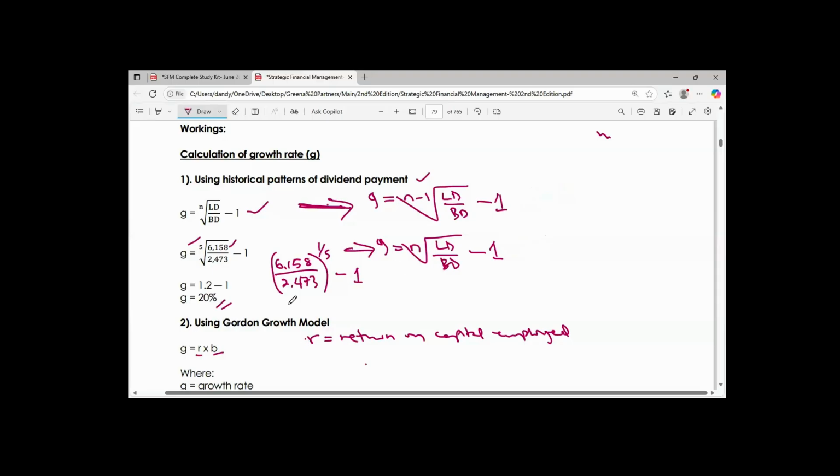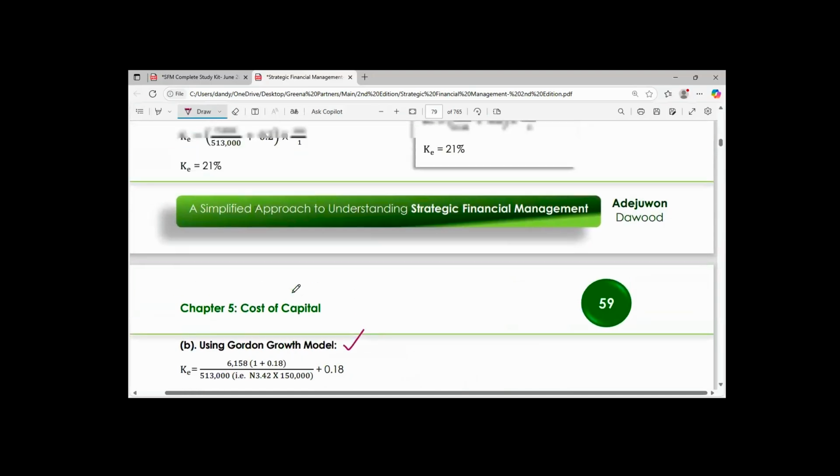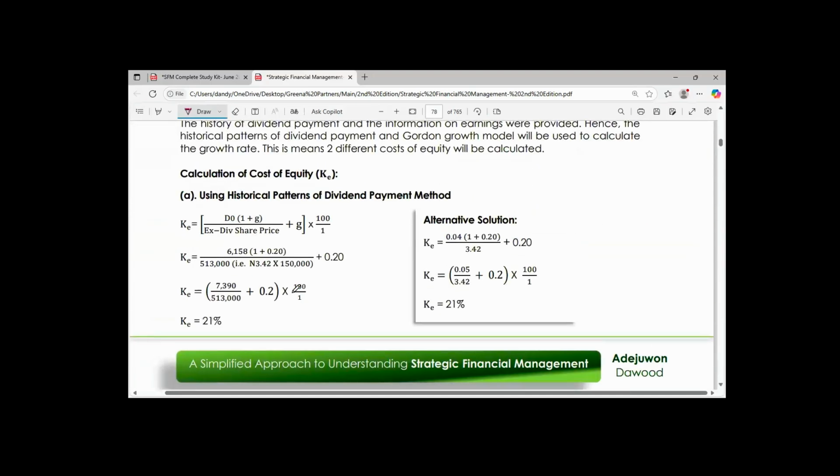So now that we have computed two different growth rates, we need to go and calculate two different costs of equity.